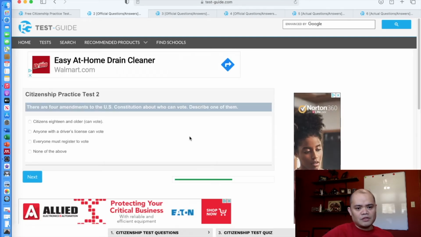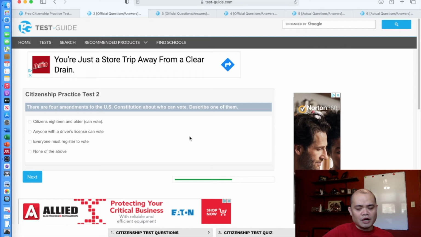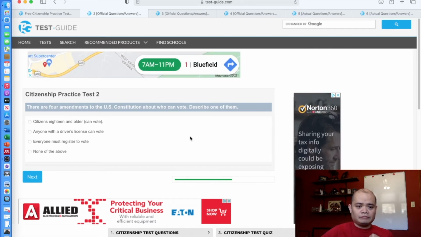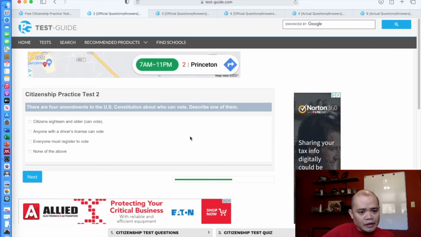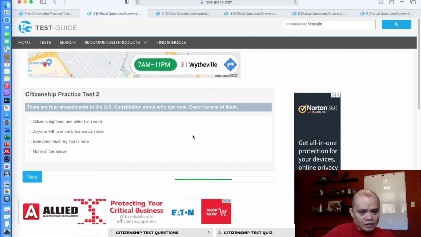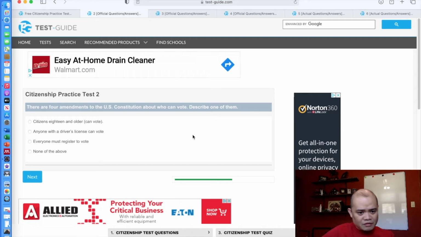There are 4 amendments to the U.S. Constitution about who can vote. Describe one of them. So I think you have to be 18 years old and above. That's the main. So citizens 18 and older can vote. What about the driver's license? No, everyone must register to vote. Letter A.